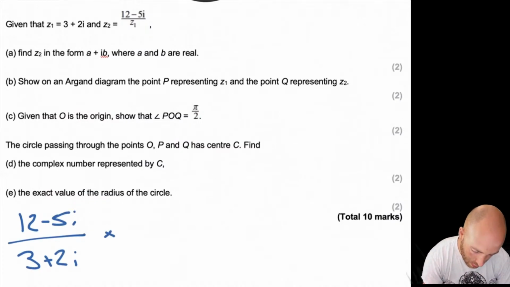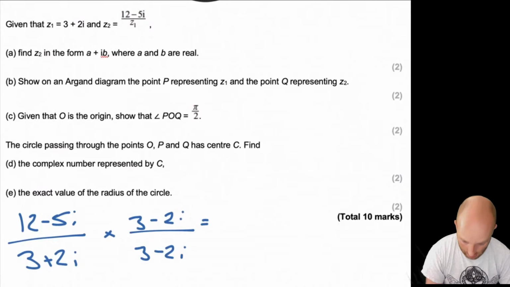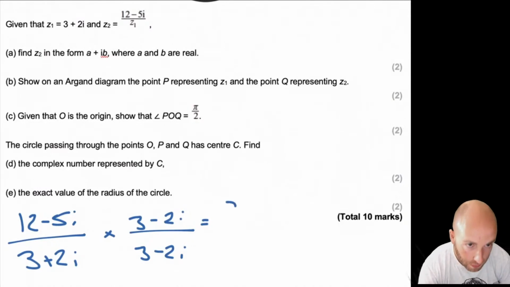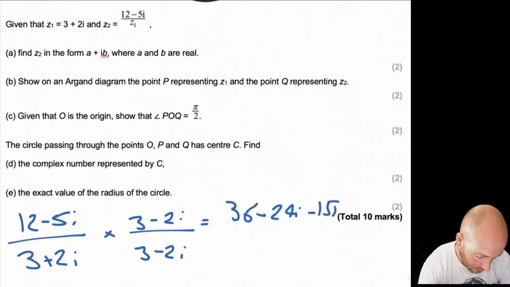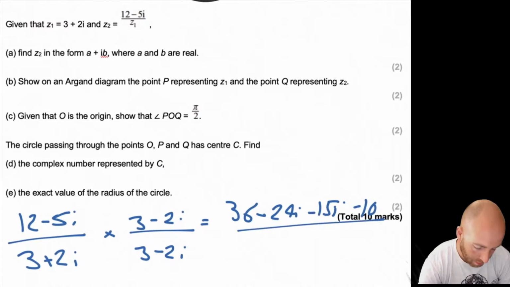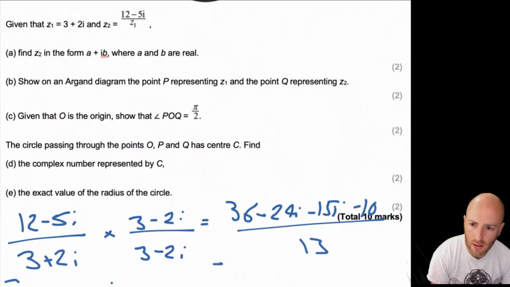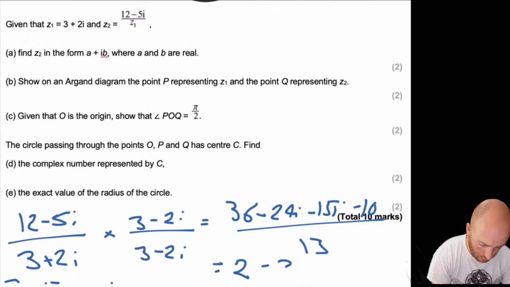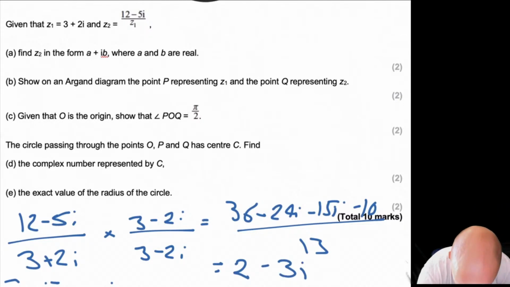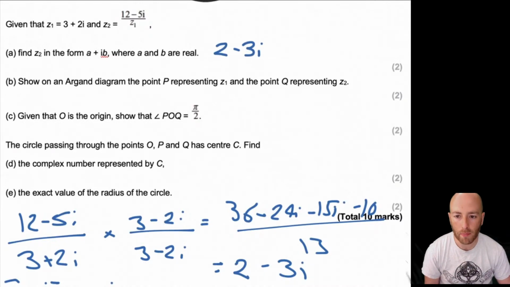Remember, the way we do that is we times by the complex conjugate. And if we times those out, we're going to get 36 minus 24i minus 15i minus 10, all divided by 13, which simplifies to 2 minus 3i. So that should be our Z2.